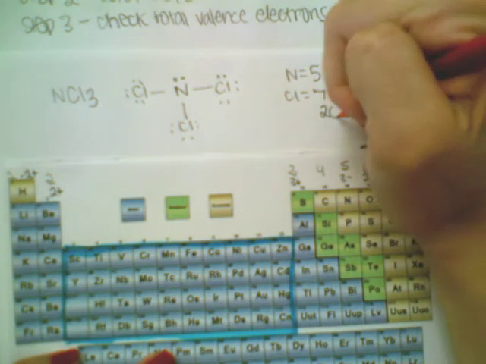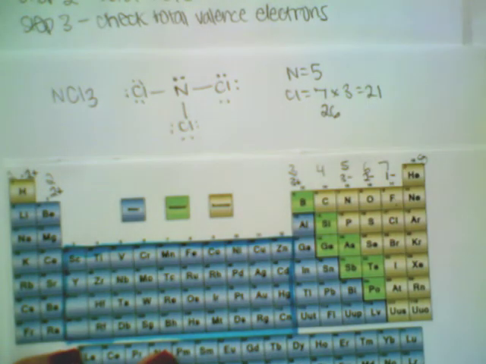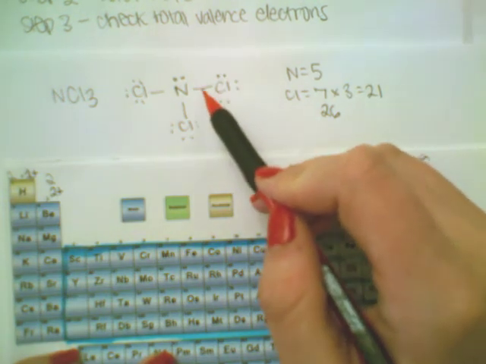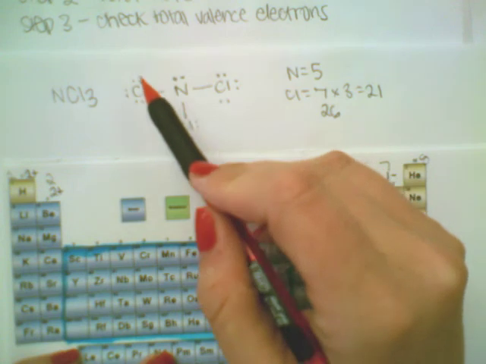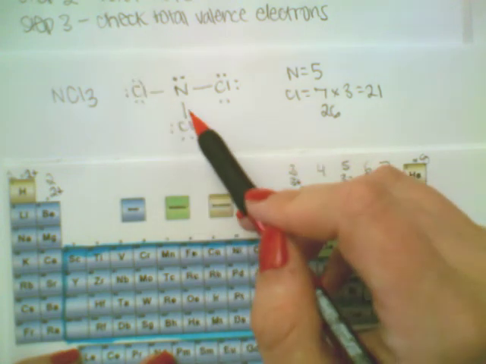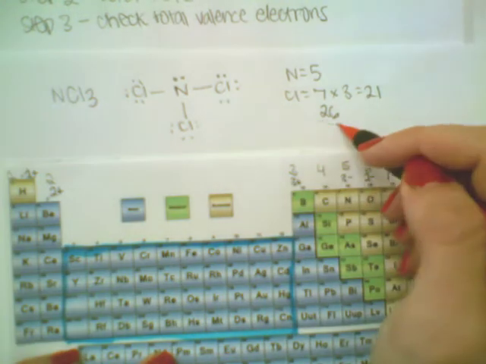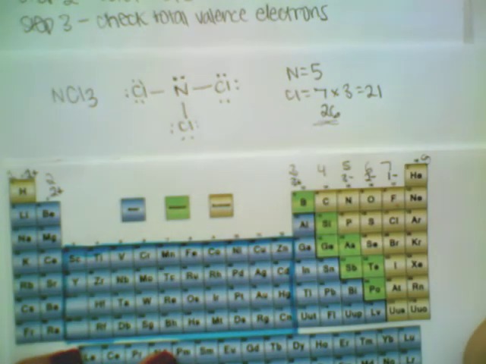So we should have a total of 26 electrons in our structure. So we go through and check that. 2, 4, 6, 8, 10, 12, 14, 16, 18, 20, 22, 24, 26. So we do have 26 electrons in our structure, so this is the correct Lewis structure for nitrogen trichloride.